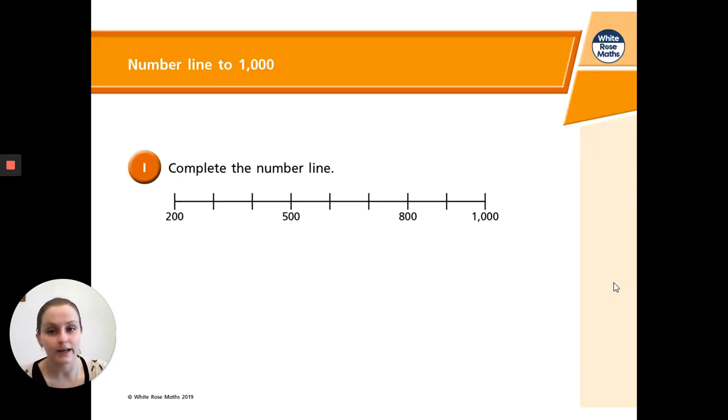Okay, so we're doing number lines. So number lines up to 1,000. So your first question is to complete this number line. So have a look first.